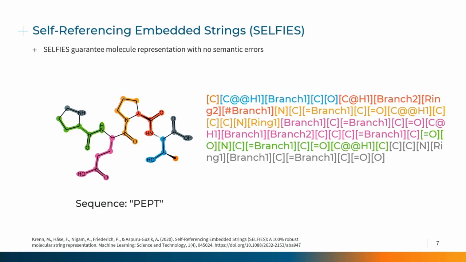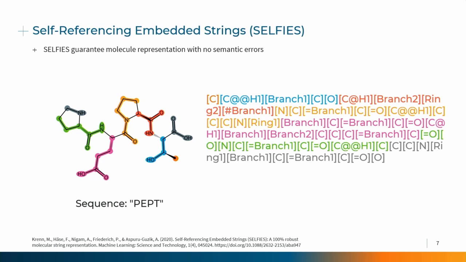On the picture, we see a short peptide with 4 amino acids, and we have different branches colored in different ways. And on the right-hand side, you see a corresponding SELFIES string with the corresponding colors, so you can see which substring corresponds to which branch in the molecule.